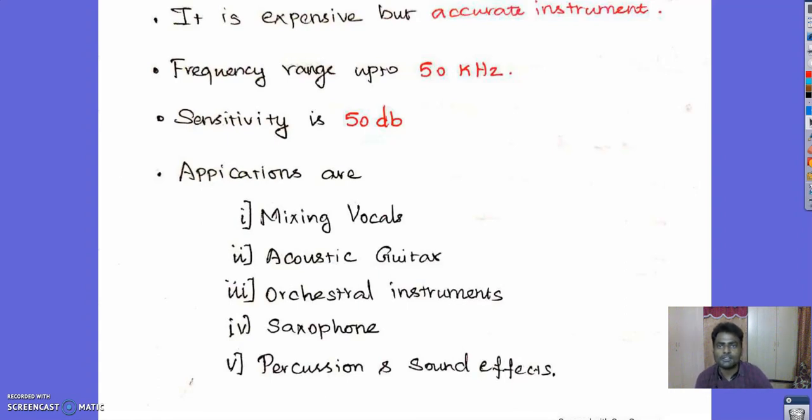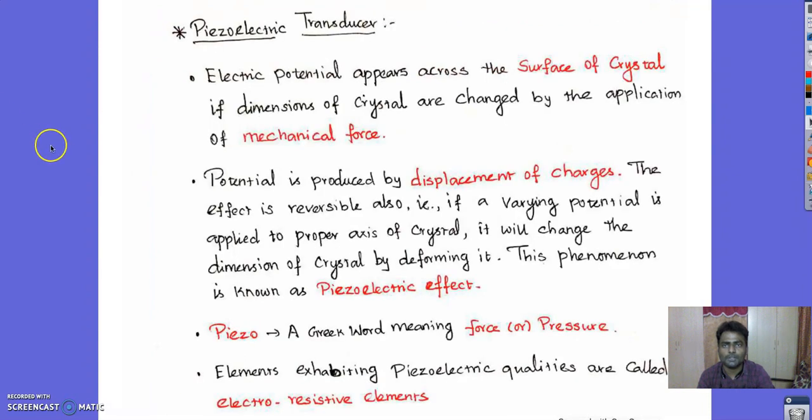Some of the points regarding your capacitor microphone: it is expensive, but it is going to be an accurate instrument, and the frequency range will be up to 50 kilohertz and sensitivity will be up to 50 decibels. The applications are mixing vocals, acoustic guitar, orchestral instruments, saxophones, percussion and sound effects. These are the areas in which capacitor microphones are being used.